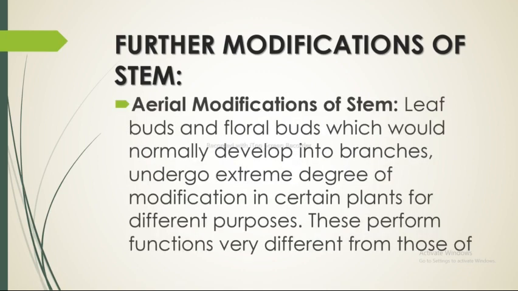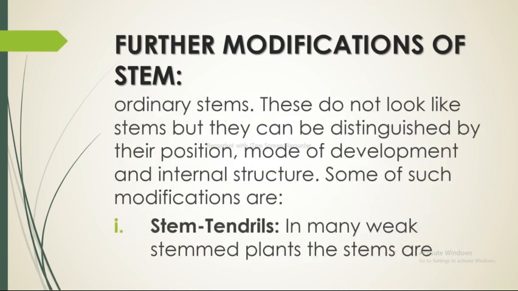So next I am going to discuss about the aerial modifications of the stem. Leaf buds and floral buds, which would normally develop into branches, undergo extreme degrees of modification in certain plants for different purposes, and these perform functions very different from those of ordinary stems. These do not look like stems, but they can be distinguished by their position, mode of development, and internal structure.